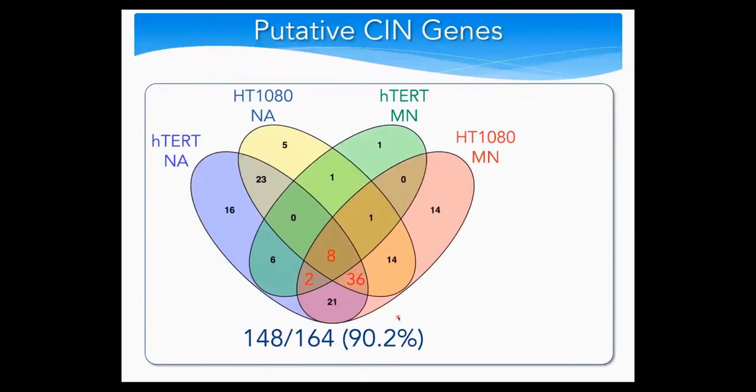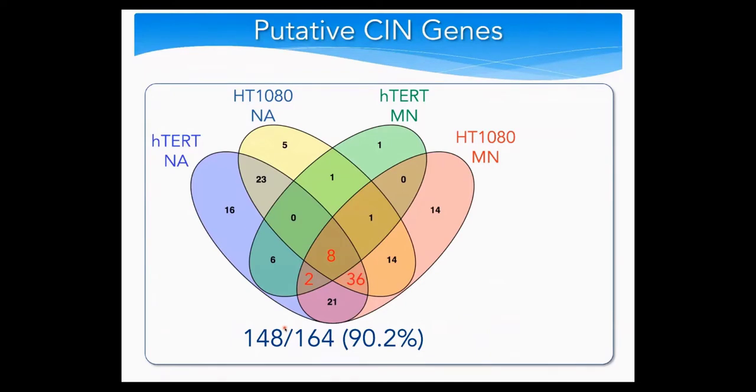So collectively, these two assays in those two different cell lines give us this Venn diagram. On the left, you can see the 2 cell lines for nuclear areas. On the right, you can see those same 2 cell lines for micronucleus formation. The surprising thing, perhaps, is that 148 out of 164 of those genes that were screened gave a positive result in at least one of these assays.